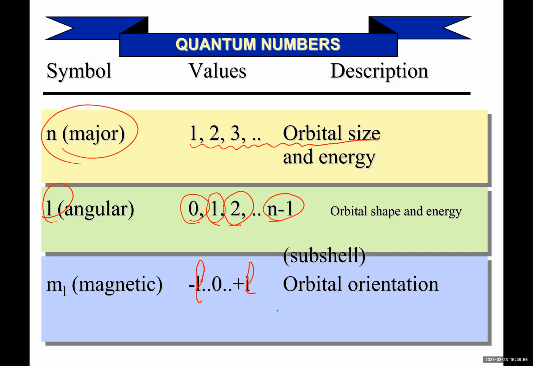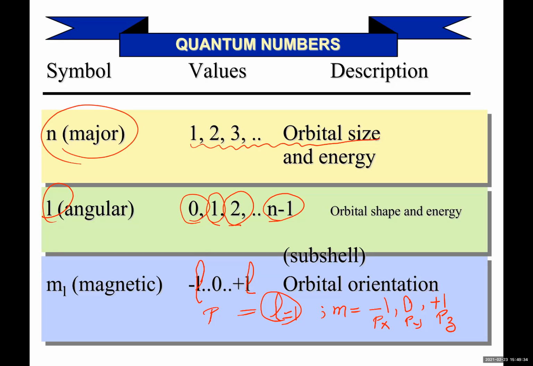In other words, if the value of L is equal to 1, the value of m can be minus L. What is minus L? Minus 1. One unit larger, which is 0. Maximum value is plus 1. So this is telling you, remember, L equal to 1 is a p orbital. It's simply telling you you have 3 p orbitals. One is px, one is py, and one is pz.